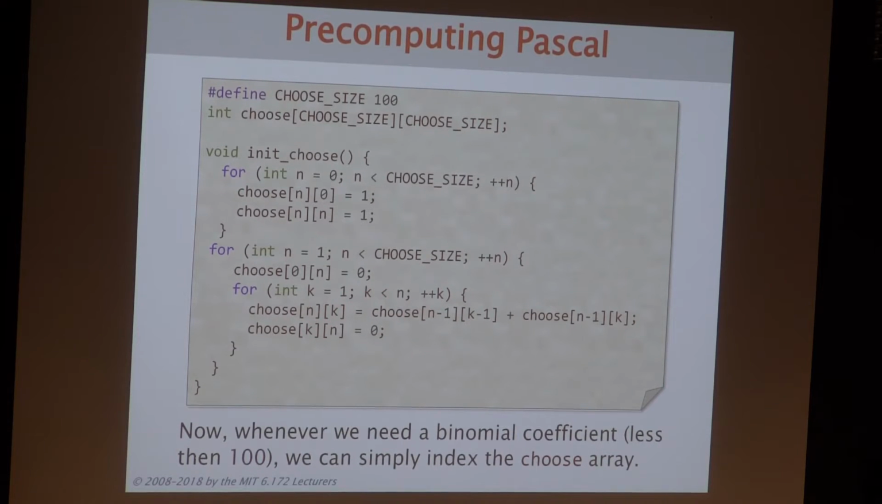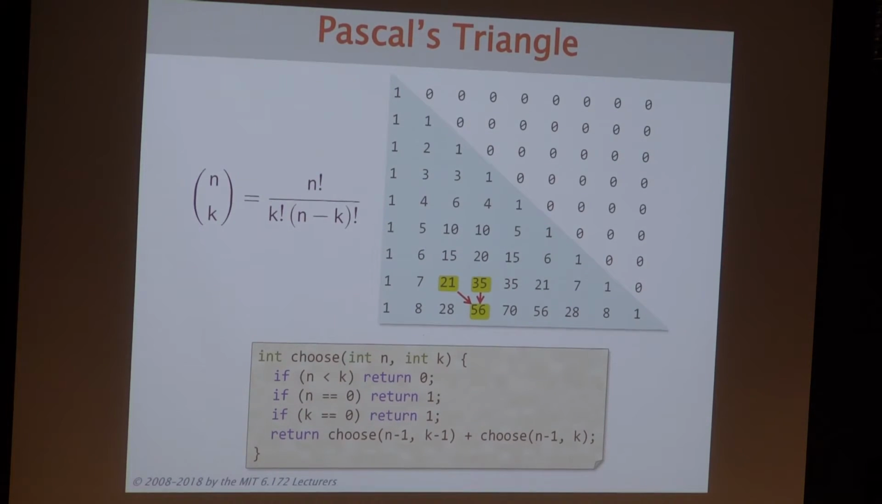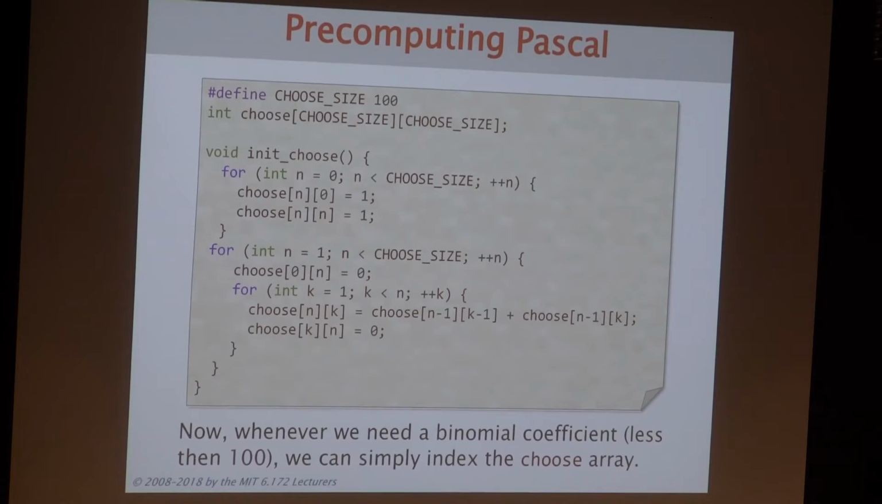So choose[n][k] is equal to choose[n-1][k-1] plus choose[n-1][k]. And then you also set choose[k][n] to be 0. This is basically all of the entries above the diagonal here, where k is greater than n. Now inside the program, whenever we need a binomial coefficient that's less than 100, we can just do a table lookup, indexing into this choose array.